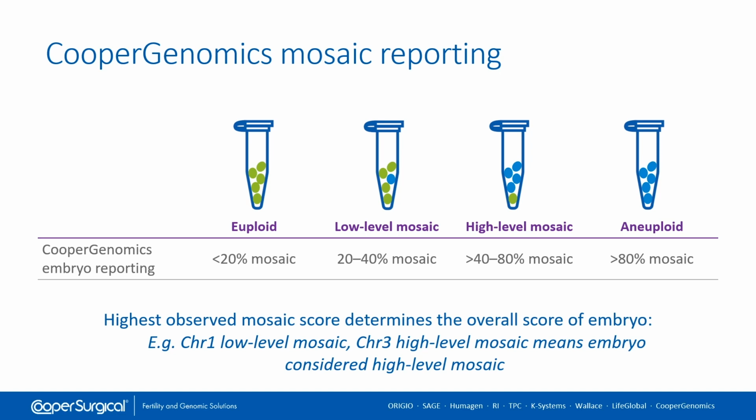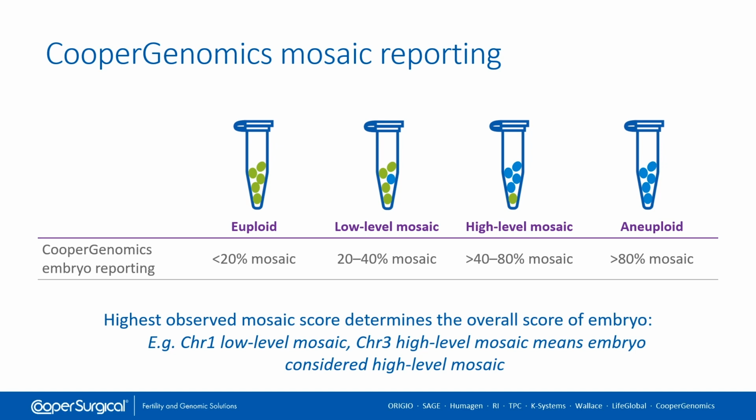When PGTA results are reported, these are the current mosaic reporting thresholds that are being utilized at Cooper Genomics. If a mosaic finding is identified in less than 20% of the cells tested, that sample is resulted as euploid. This is in keeping with current society guidelines.